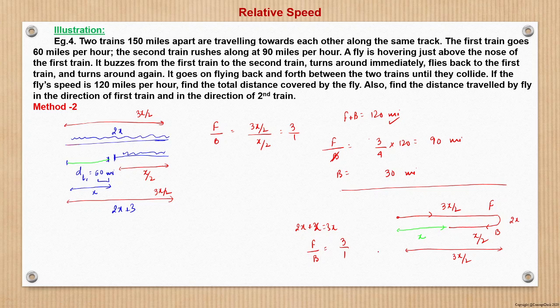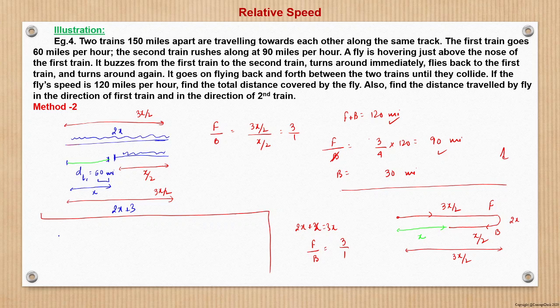Therefore we can say that the forward distance covered by the fly in the time the two trains meet is nothing but 90 miles, right? 90 miles. So this is another way of solving this question, or a very similar interpretation again we can see here.